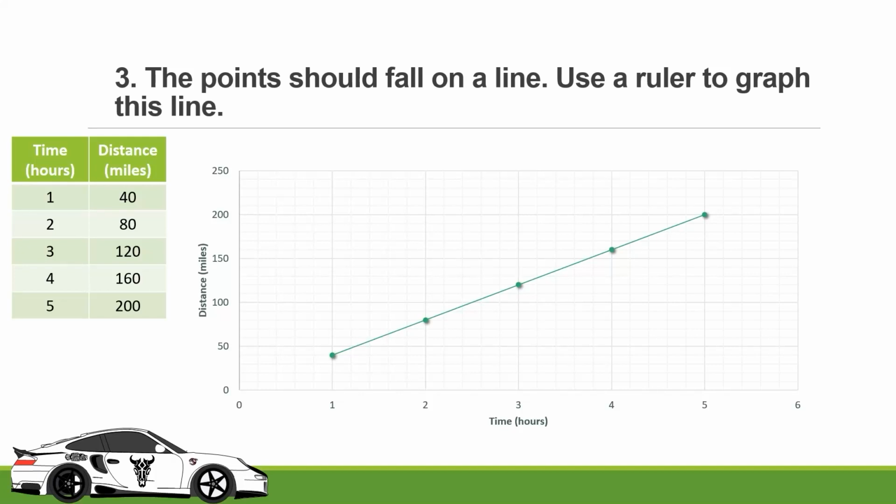And number 3, the points should fall on a line. Use a ruler to graph this line. Once we connect these points, we will have a straight line. My question is, can we connect the original point 0, 0 here? Okay, Samuel, you said that we cannot connect it because it's not on the table. So do we have other opinions?